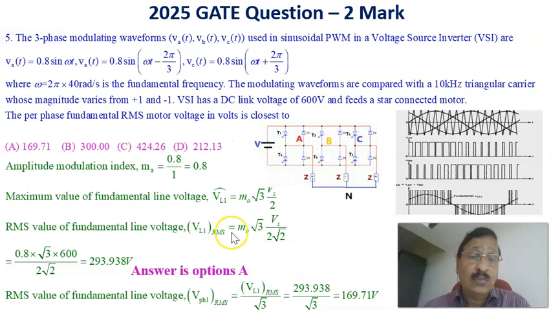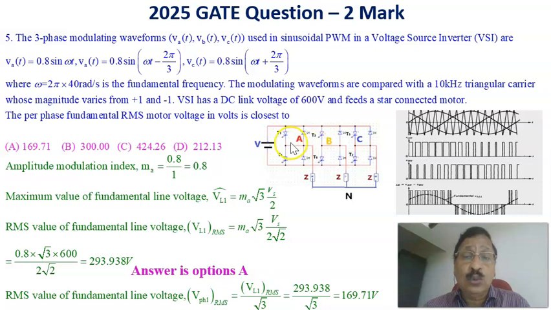We have to find out the per phase value. This is the RMS value of the line voltage, and to find the per phase value, we have to divide by √3. Therefore, first we calculate the RMS value of the fundamental line voltage, which is equal to 0.8, that is MA, into √3 into the DC bus voltage 600 divided by 2√2, which is equal to 293.9338. That much volt is the RMS value of the fundamental line voltage.